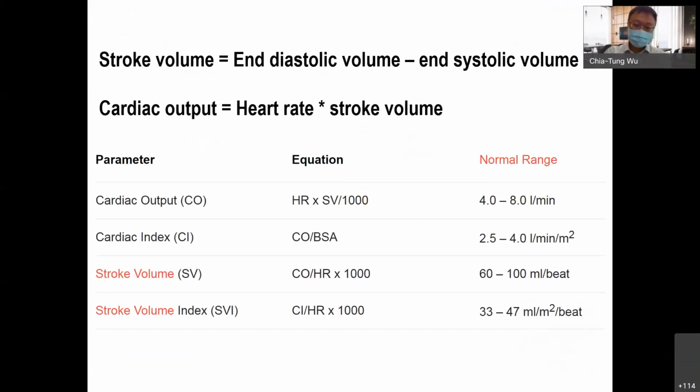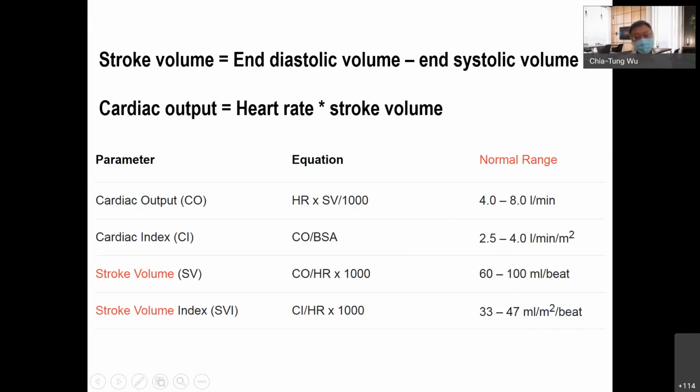Our stroke volume, our amount of blood that each heartbeat can deliver, is called a stroke volume, equals to the end diastolic volume minus end systolic volume. And our cardiac output equals to the heart rate times the stroke volume. Every normal human can deliver about 60 to 100 ml of blood each beat. So the stroke volume is like this.